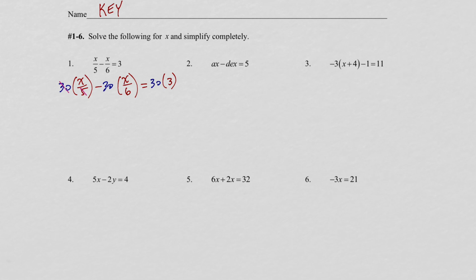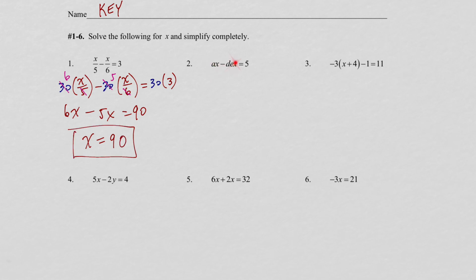5 goes into 30 6 times, and when we multiply that, we get 6x. 6 goes into 30 5 times. When we multiply that, we get 5x, and 30 times 3 is 90. So x is equal to 90.